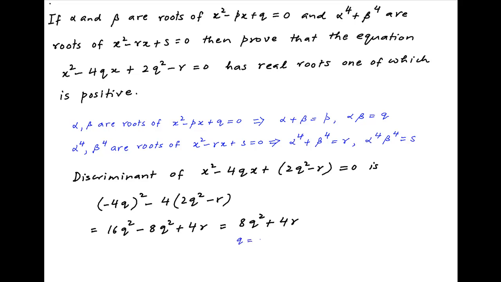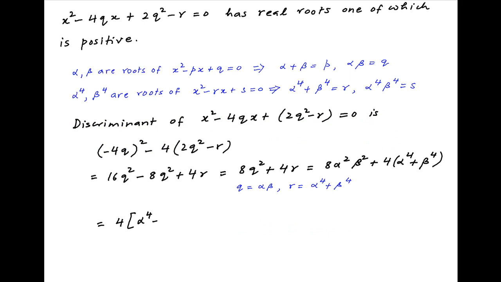Now, q is equal to alpha beta as determined above, and r is equal to alpha raised to the power 4 plus beta raised to the power 4. Substituting these values, the discriminant is 8 alpha squared beta squared plus 4 times in brackets alpha raised to the power 4 plus beta raised to the power 4.